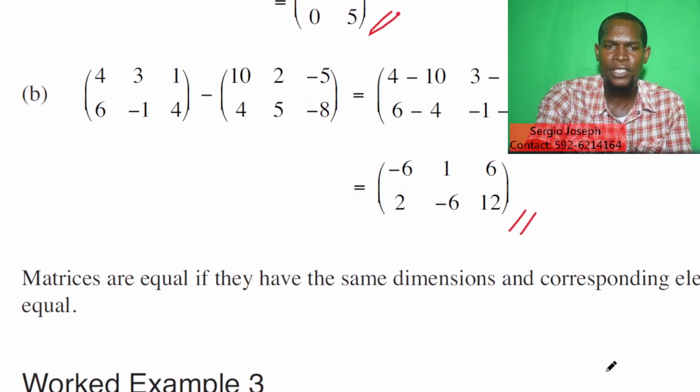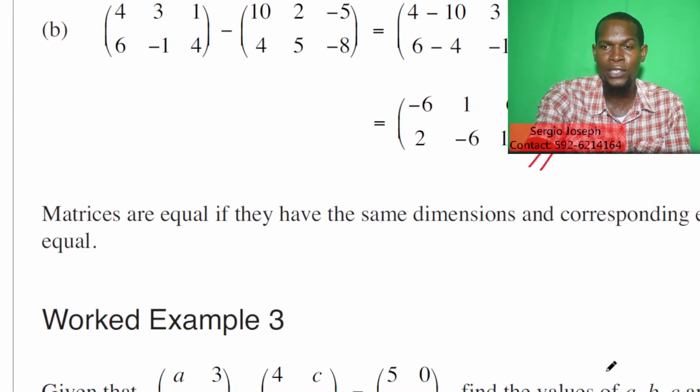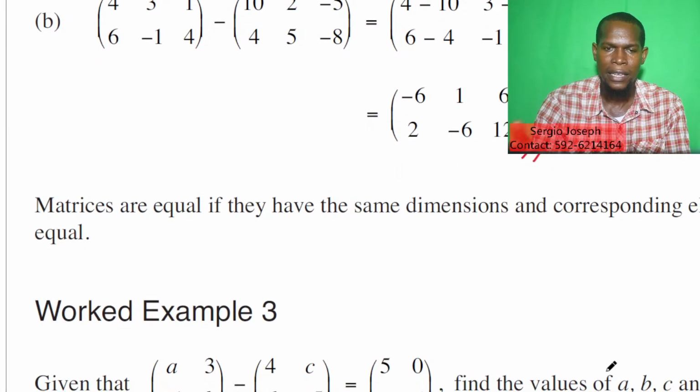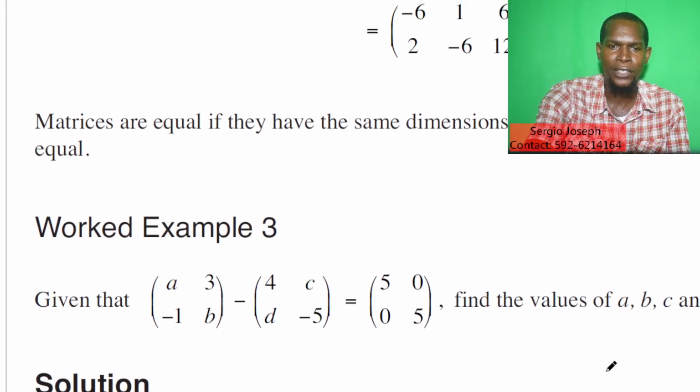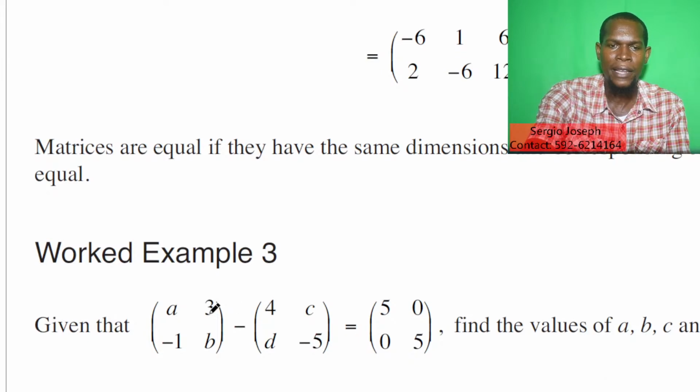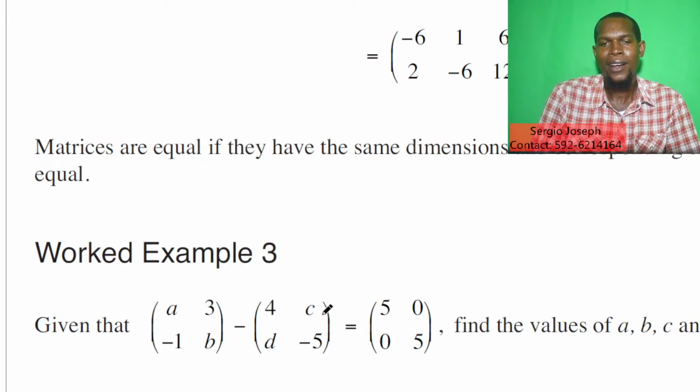Please note this fact: matrices are equal if they have the same dimensions and corresponding elements are equal. So there's another concept of equal matrices. Now this is a nice one for us to try. Look at this question here. Example 3. Given that you have a 2 by 2 matrix minus another 2 by 2 matrix equals a 2 by 2 matrix, so you have the answer. The question is, what is the value of A, what is the value of B, and what is the value of C? How would we go about answering such a question?